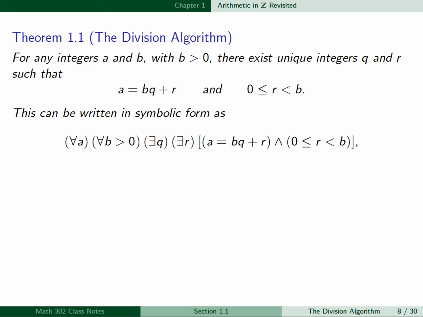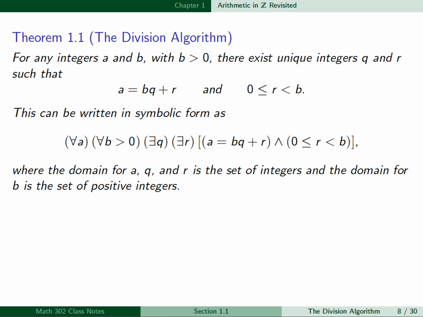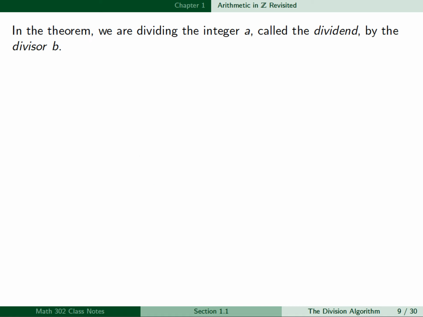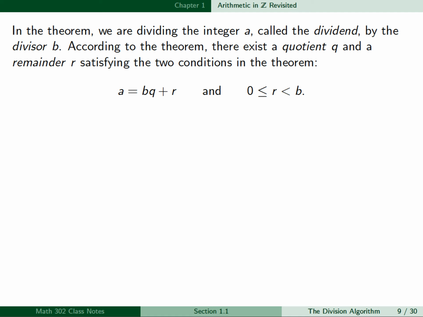For all a, for all b greater than 0, there exists a q, there exists an r, such that a is equal to bq plus r and 0 is less than or equal to r is less than b. Where the domain for a, q, and r is a set of integers, and the domain for b is a set of positive integers. In the theorem, we are dividing the integer a, called the dividend, by the divisor b. According to the theorem, there exists a quotient q and a remainder r satisfying the two conditions in the theorem.